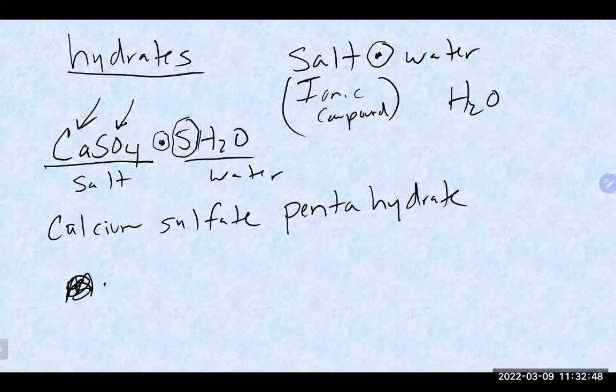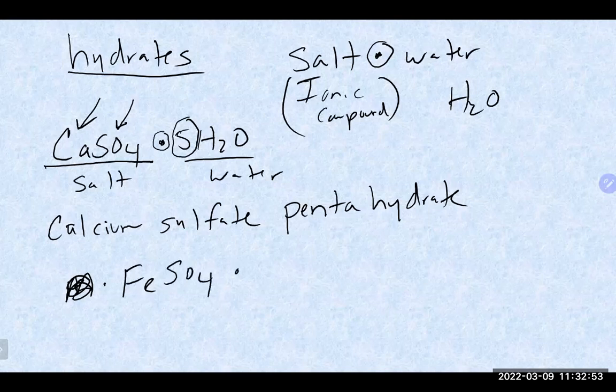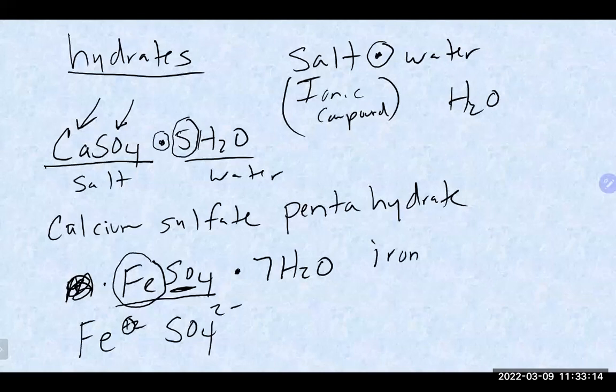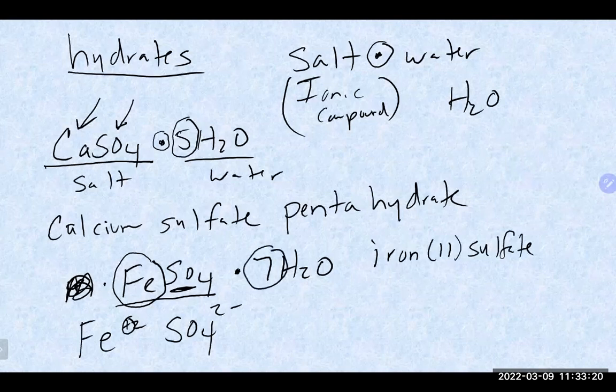Actually, we'll do this one. We would look at the salt part first. That is iron, which does need a Roman numeral. So iron here would be based on what we have here, which is SO4 2 minus. That's going to be a +2 for the iron. And we would call this iron Roman numeral 2 sulfate. The prefix for 7 is hepta. And this would be, I'm running out of room, I'll go underneath it, heptahydrate.